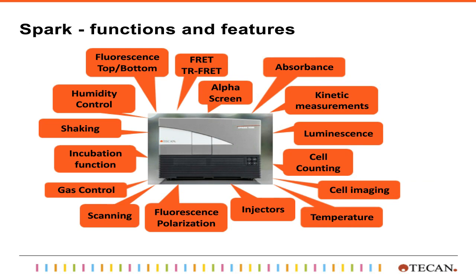The Spark readers have been designed as multi-modular readers. They offer many different functions and features that can be more or less freely combined. The Spark, of course, is able to do all the standard measurement modes like fluorescence, luminescence, absorbance, and in addition, it comes with many accessories and additional functions that can be combined according to the experimenter's needs. Of course, the Spark can do all the fluorescence-related measurement modes like FRET, TR-FRET, and TRF. It can read AlphaScreen. It can read fluorescence polarization, but it also has some features that are specifically designed with cell-based applications in mind.